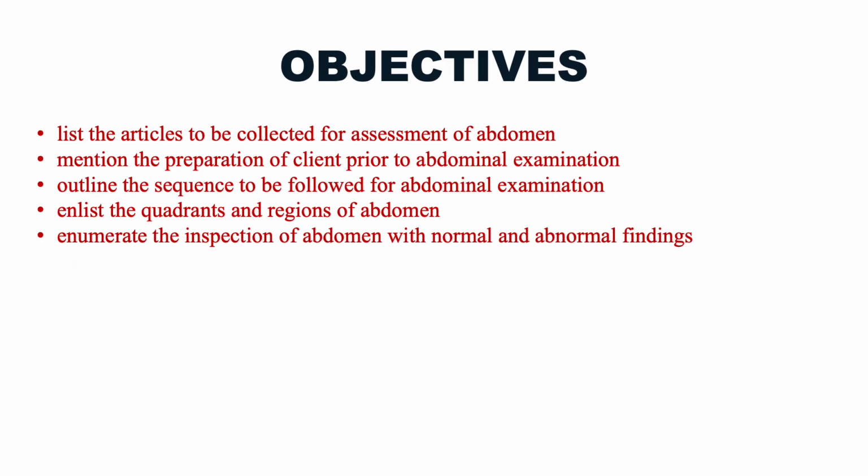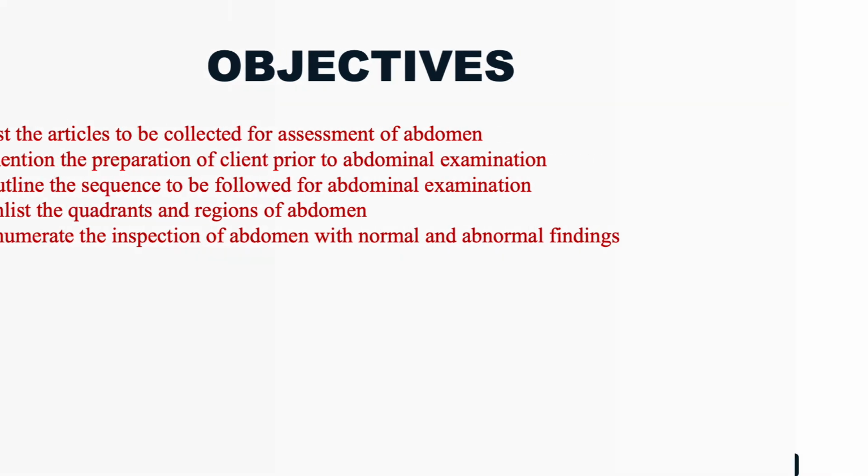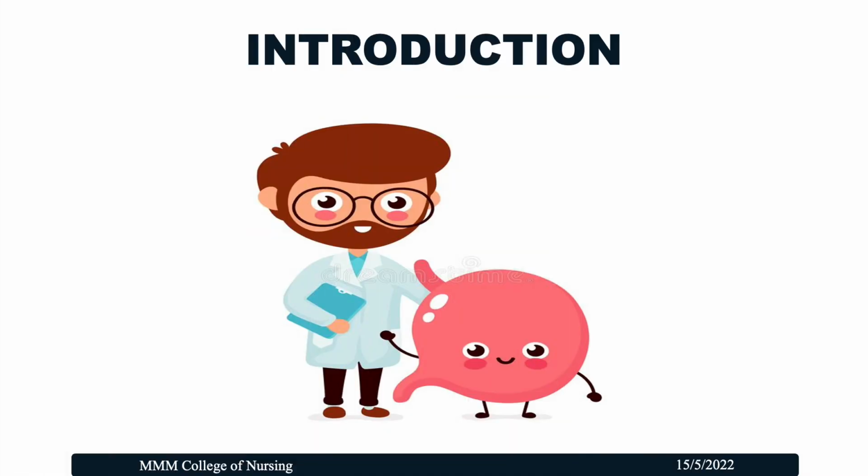The following are the objectives that we'll be addressing in this session. An abdominal examination is a portion of the physical examination which a physician or nurse uses to clinically observe the abdomen of a patient for signs of disease. The physical examination typically occurs after a thorough medical history is taken.